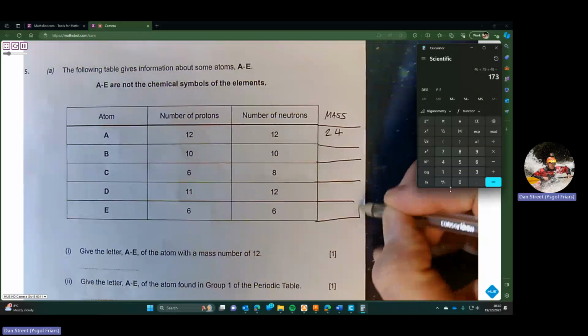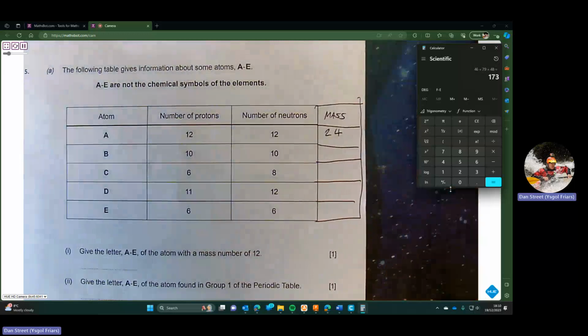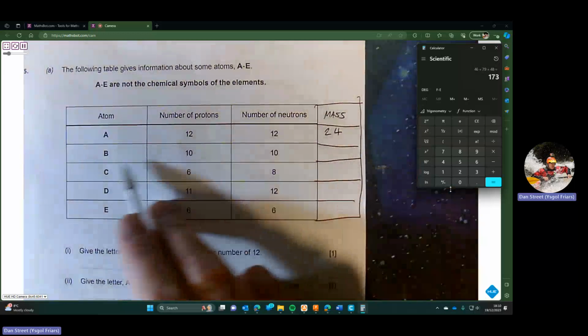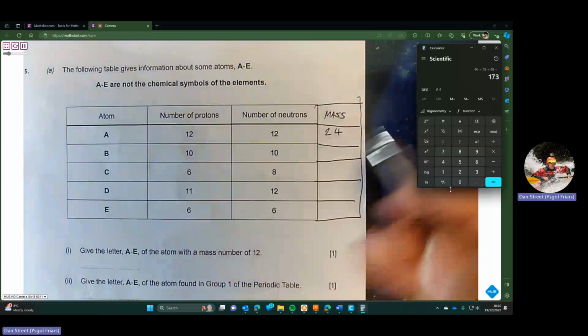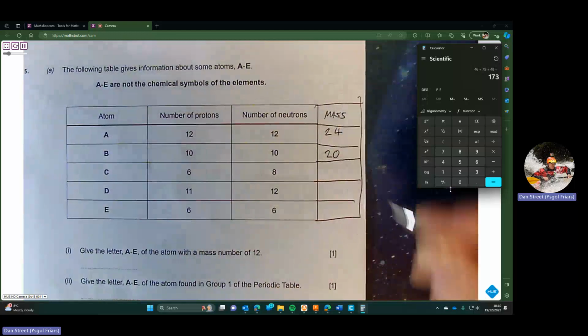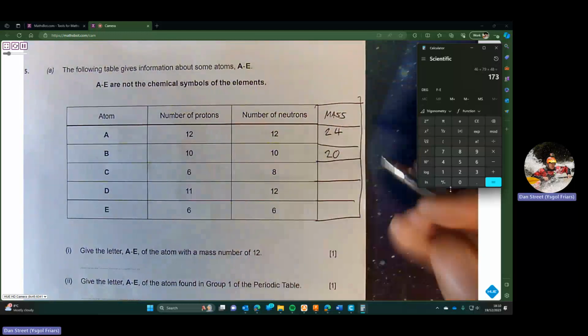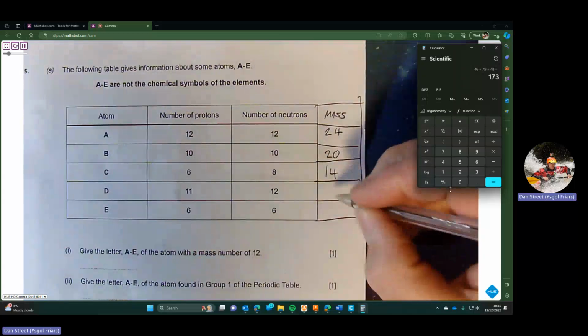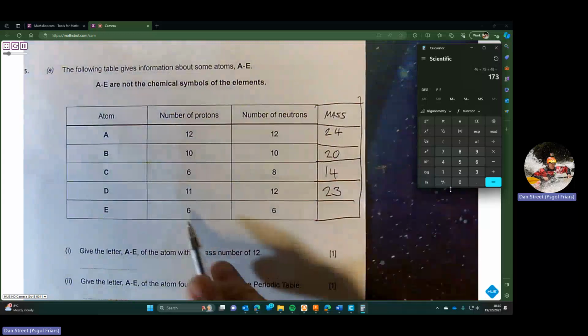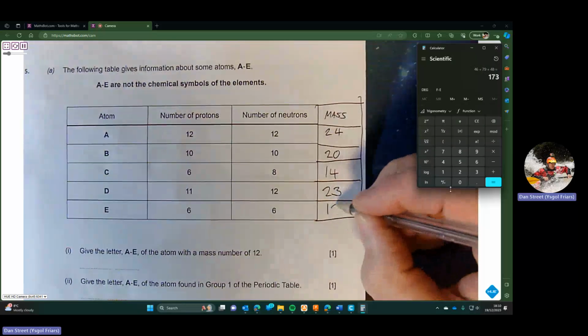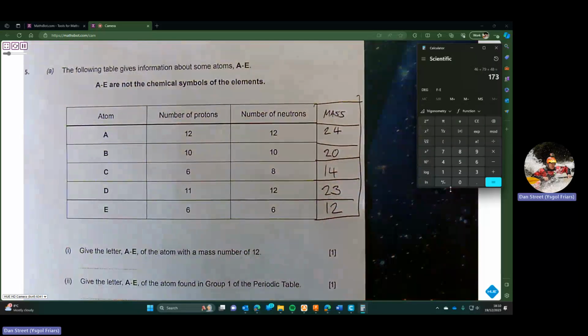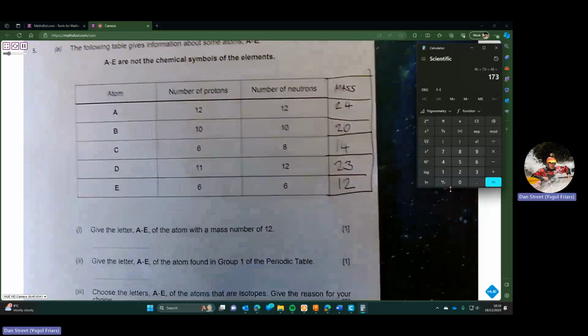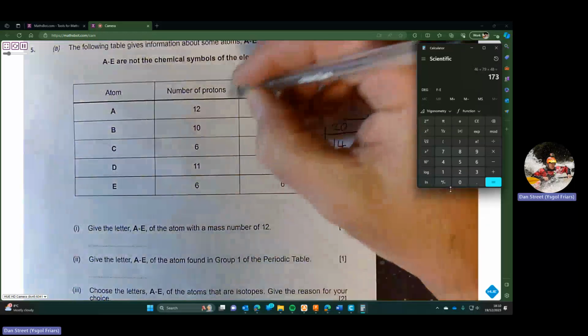It's just a way to think about what information you're being given and how it might be useful. This one, atom B, has 10 of each, so that would give it a mass of 20. This one is 6 and 8, which would give it a mass of 14. This is 11 and 12, which would give it a mass of 23. And this is 6 and 6, which would give it a mass of 12. Okay. Other things we might notice about this table, specifically the protons.